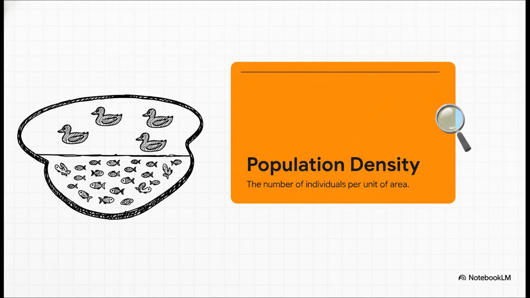All right, next up, population density. This is all about how crowded things are. Think about it like this. You could have a pond with a really low density of ducks swimming on top, but a super high density of fish, snails, and all sorts of critters living just underneath the surface in that same space.